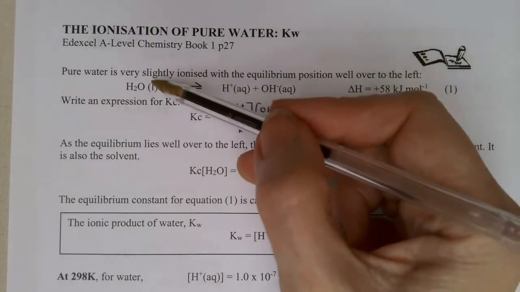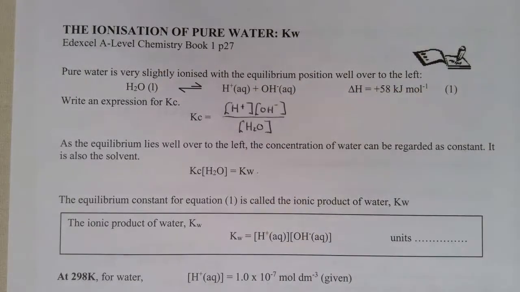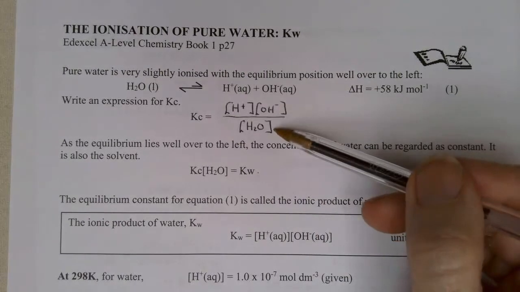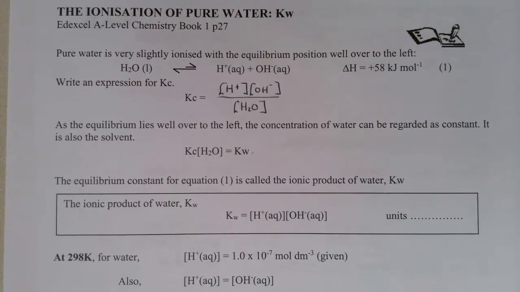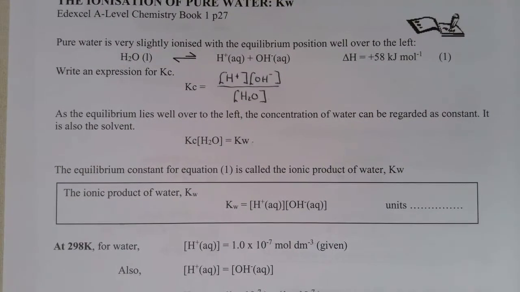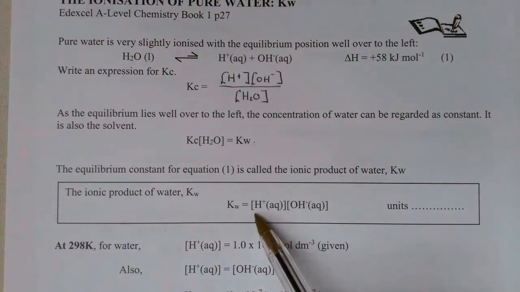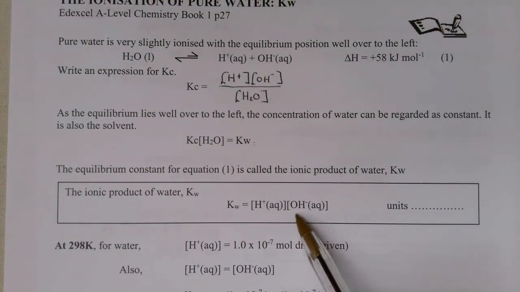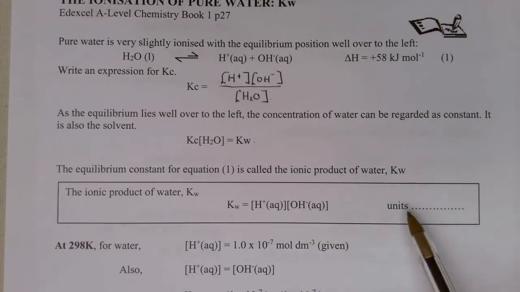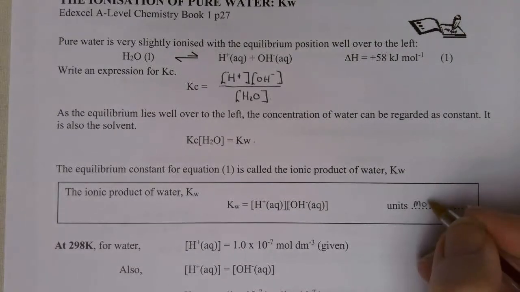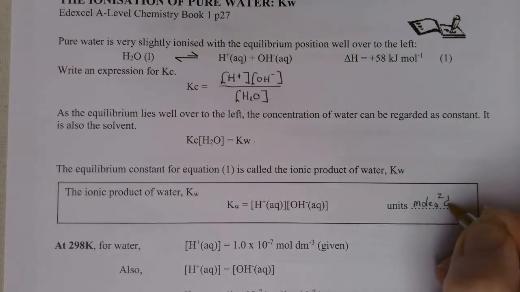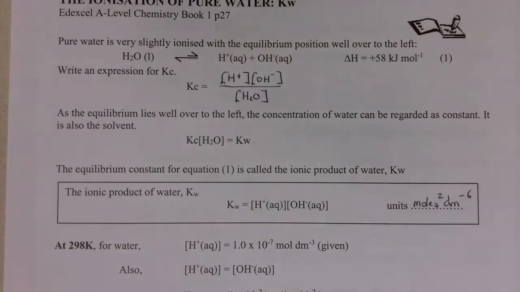Now, because the equilibrium position lies well over to this side, we can say that for pure water, this concentration is unchanged. So we can therefore define the ionic product of water, Kw, as the concentration of the hydrogen ions times the concentration of the OH negative ions. And the units for this, because we've got concentration times concentration, will be moles squared dm to the minus 6.